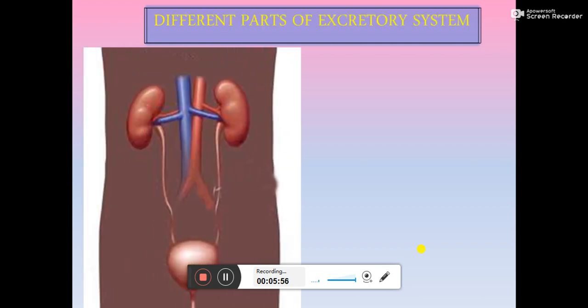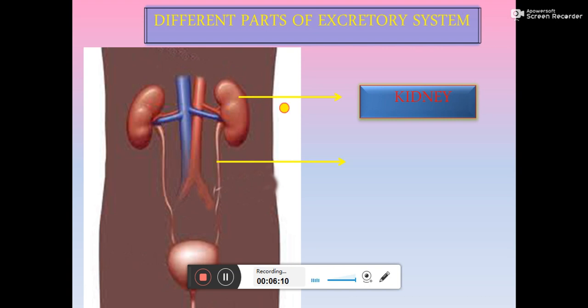Now we can take a specific look. First, we have two kidneys. We'll discuss more about kidneys later in this class. Then comes the ureter. The ureter is the tube that carries urine from the kidney to the urinary bladder. In humans, there are two ureters, one attached to each kidney. The upper half of the ureter is located in the abdomen and the lower half is located in the pelvic area. The ureter is approximately 12 inches long.